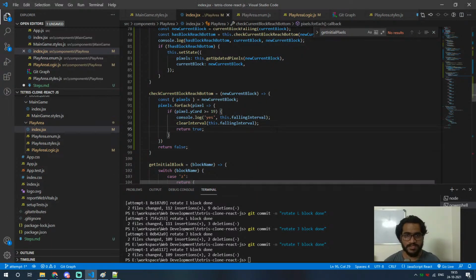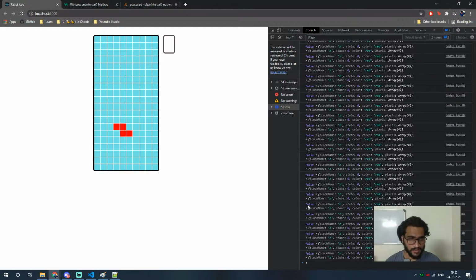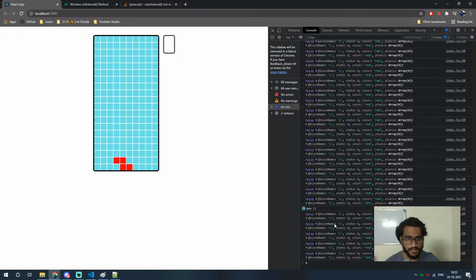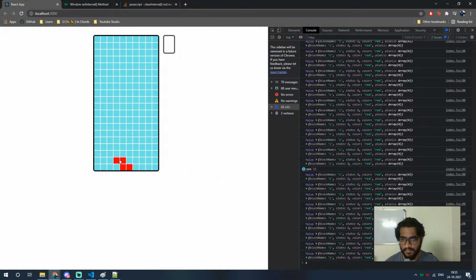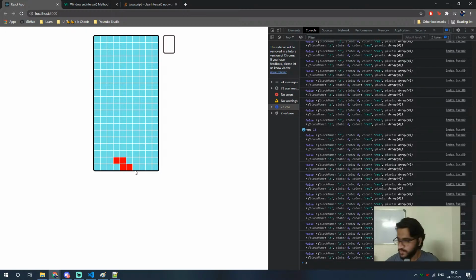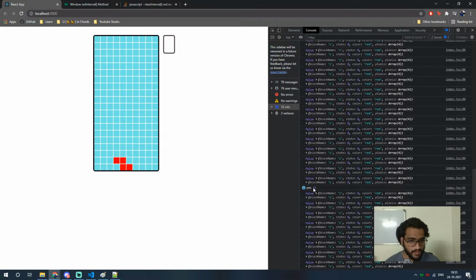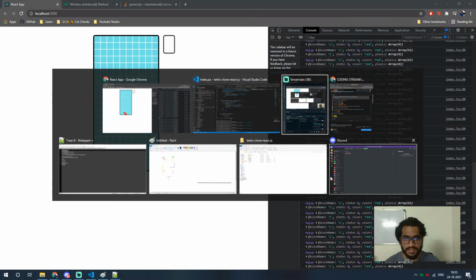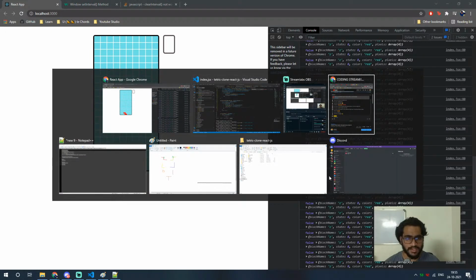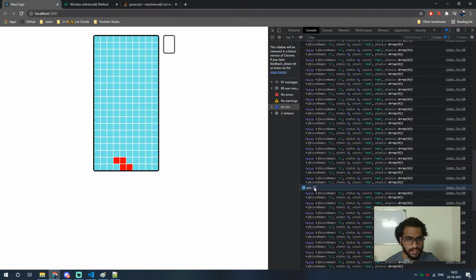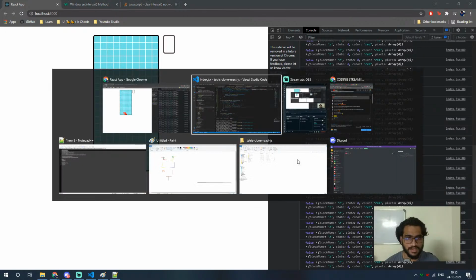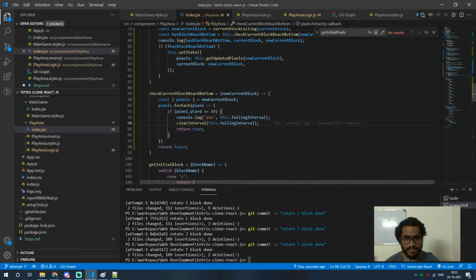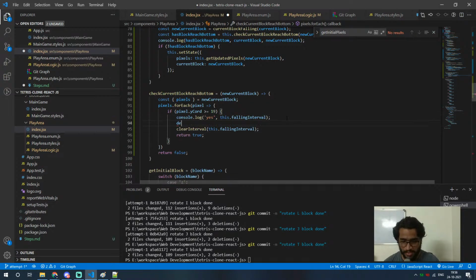So what I'm doing right now is, when our block reaches the bottom, what ID is it using? So clear interval should work on clear interval, right? I'll just use a debugger.